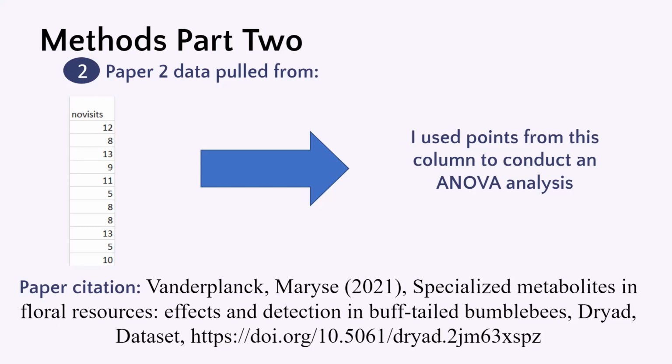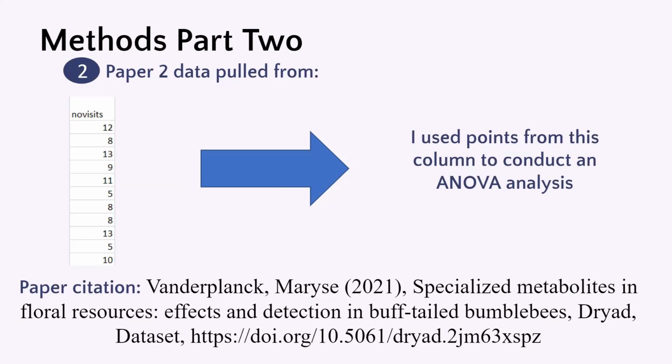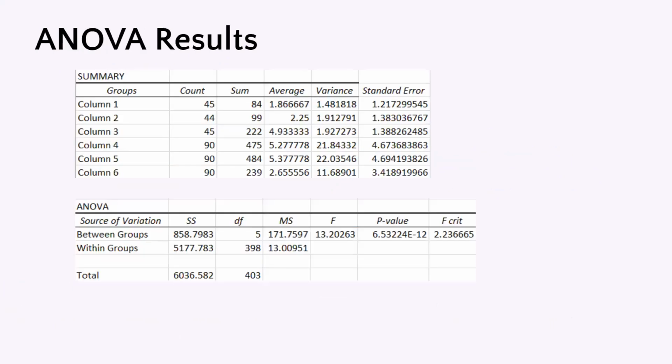So which secondary metabolite with a certain plant, how many times are the bees going to that plant with a specific secondary metabolite. And again, very similar to the last paper, I used points from this column to conduct an ANOVA analysis. So with these two data sets put together, I did an ANOVA analysis. The results are as follows, starting off with some very basic summary statistics. There are 6 columns representing 6 different secondary metabolite treatments with things such as the count, sum, average, and variance.